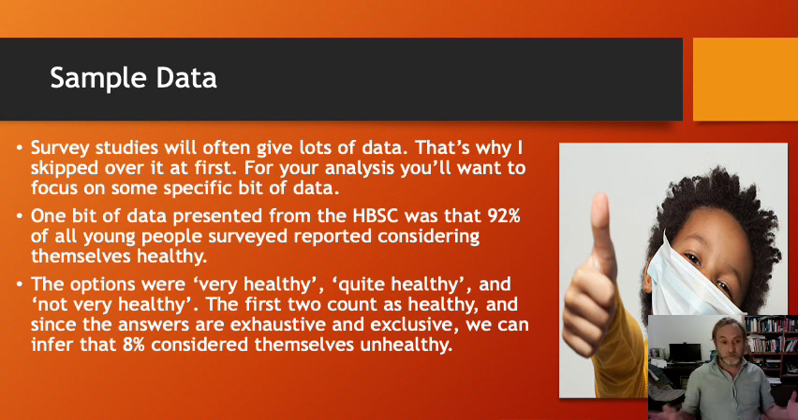92% of all the young people surveyed reported considering themselves healthy. The actual options on the survey were very healthy, quite healthy, not very healthy. So the first two, very healthy and quite healthy, were both lumped into one bucket, the healthy bucket. So 92% of the children answered one of those two. And then we can infer, since those answers are exhaustive and exclusive, that the other 8% consider themselves unhealthy.